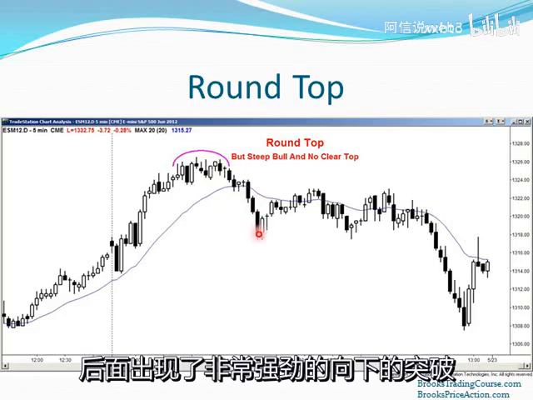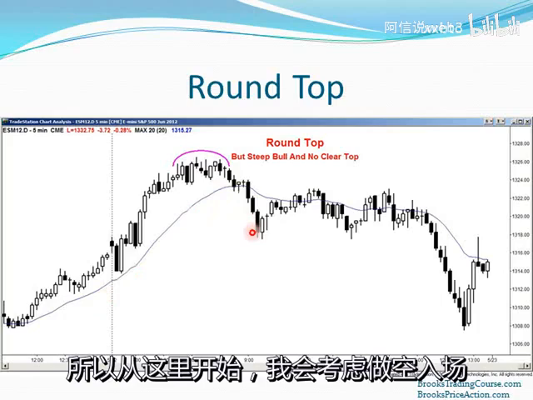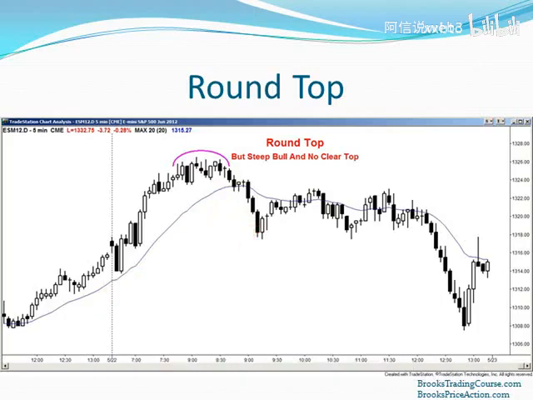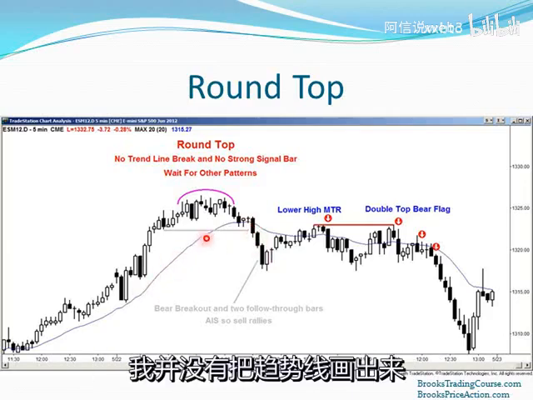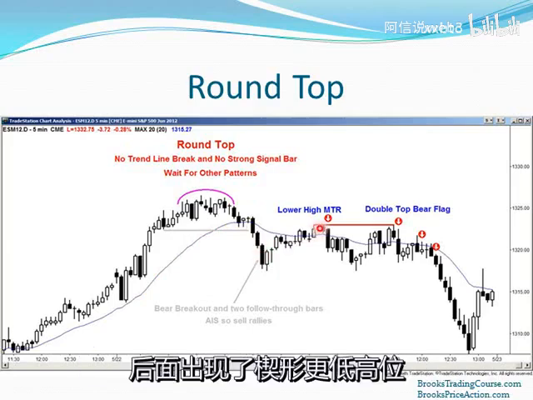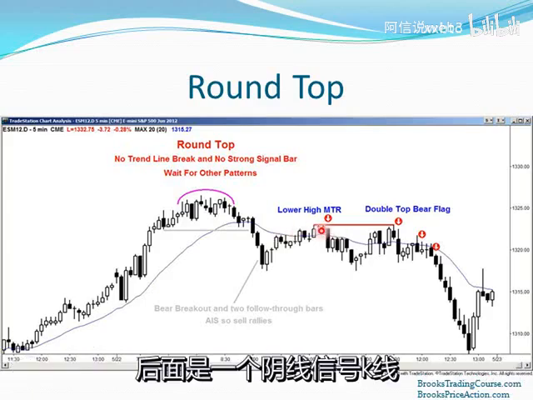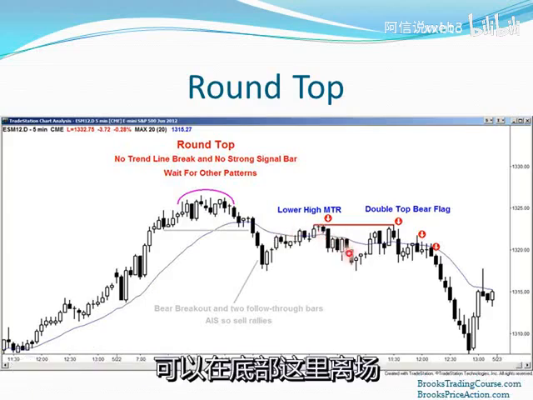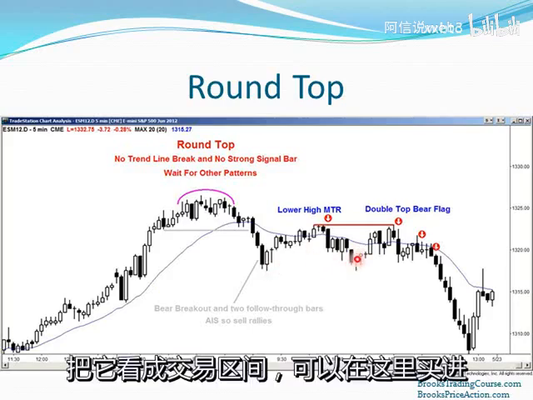Here we have a very strong bear breakout well below the bottom of the trend line. So at this point I would start looking for shorts. We have a bear breakout below the trend line, I don't have the trend line drawn, and well below the moving average. We have a wedge lower high here, one push up, two pushes up, three pushes up, a bear signal bar. I think that's an okay short. You might get out here at the bottom, double bottom bull flag. You might even buy here for a trading range.